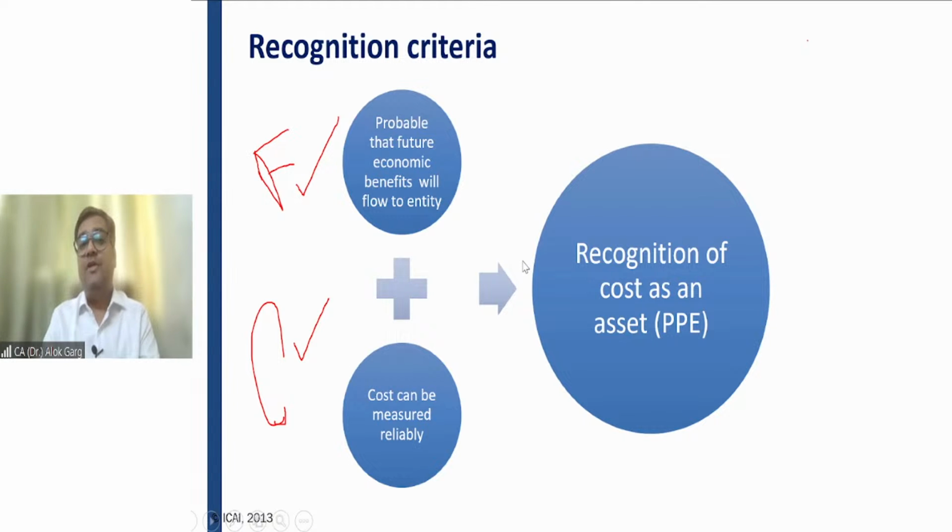So friends, economic benefit should be probable and cost can be measured reliably. I am giving you one example and you need to tell me whether this item needs to be recognized as a PPE. A company has ordered a machinery from China. When the company got the delivery of that machinery in its factory premises, the government banned the output, which is the outcome of that machinery.